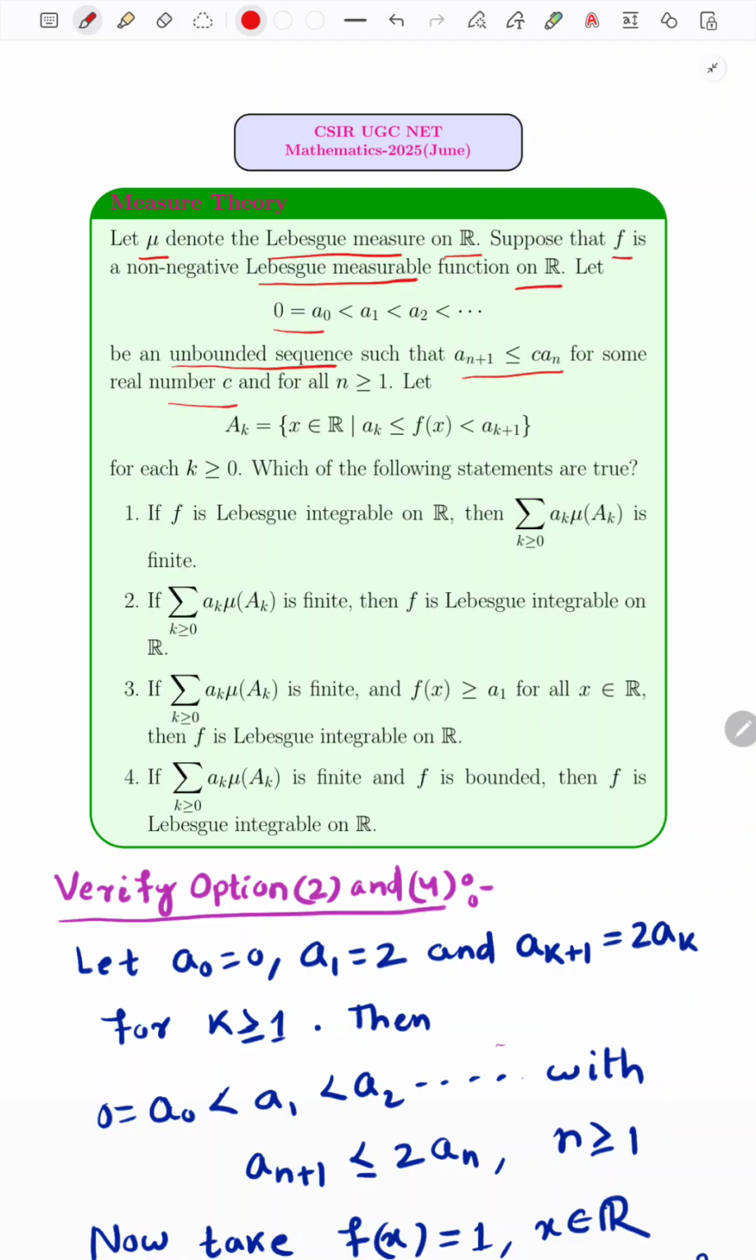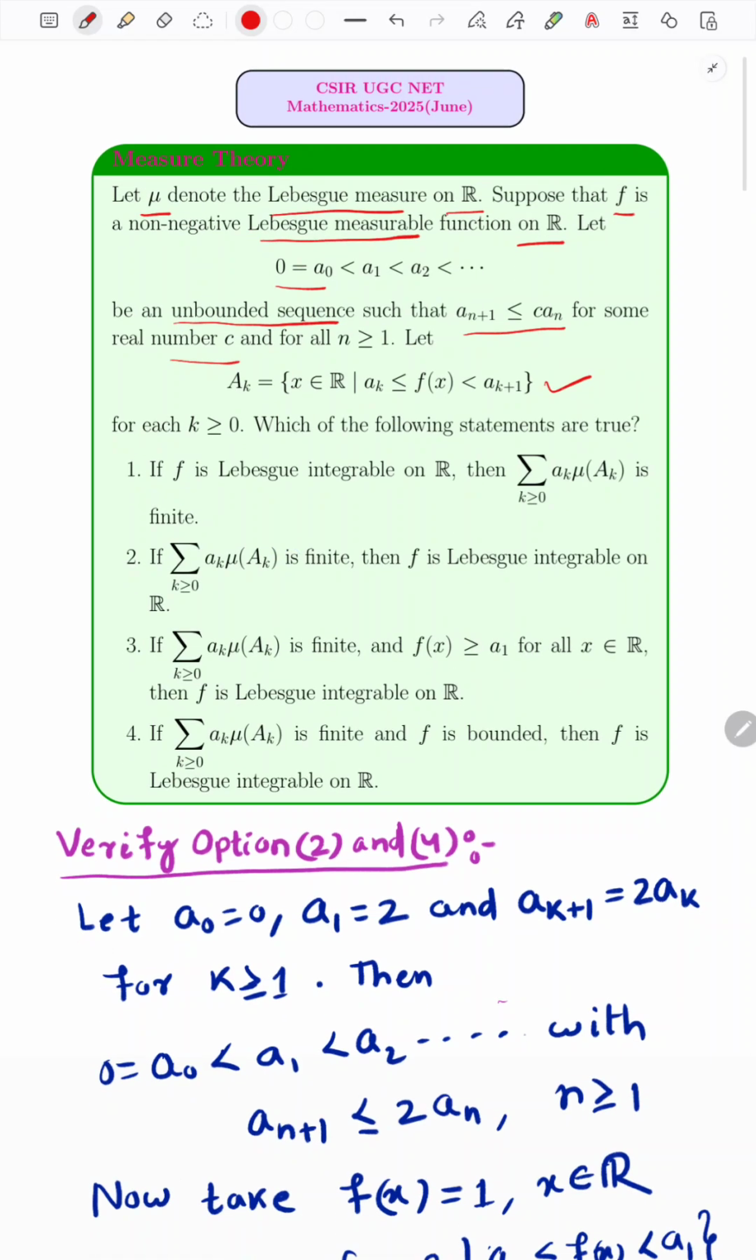Okay. And these sets A_k are defined in this way. Clearly, these sets A_k are what? Disjoint sets. You can verify it by yourself. And this set A_k is also measurable.